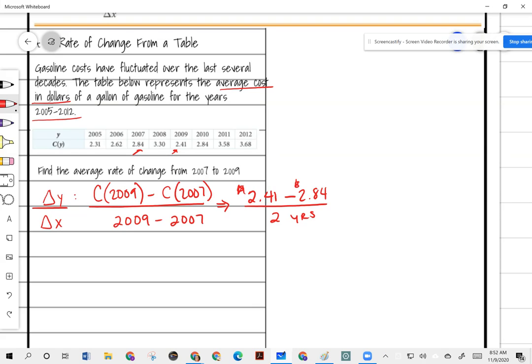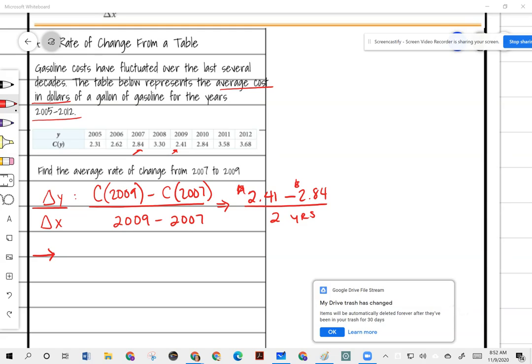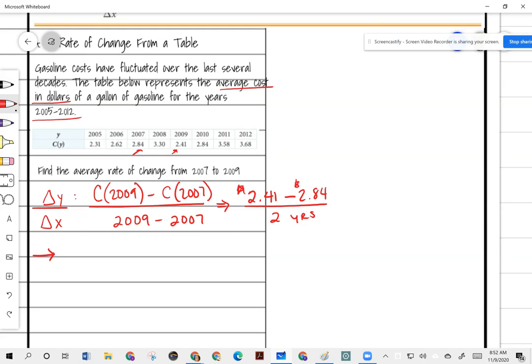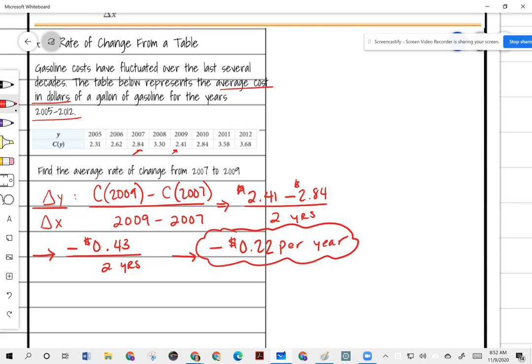It's cost. So if we were to now just complete that math, 2.41 minus 2.84 is going to be a negative value of 43 cents over 2 years. And we just need to finish dividing that out so that we get a per unit of the denominator. So we're just going to divide that, and we've got negative 22 cents per year. Okay, and that's how we're going to utilize that from a table.